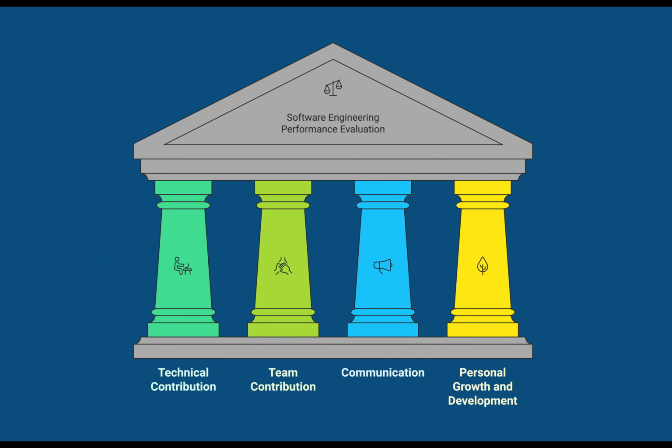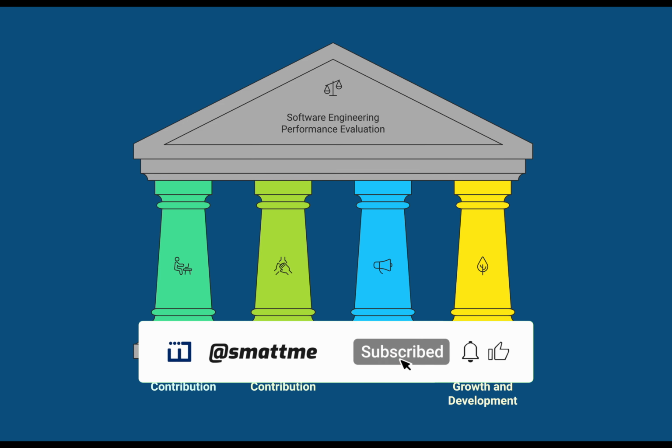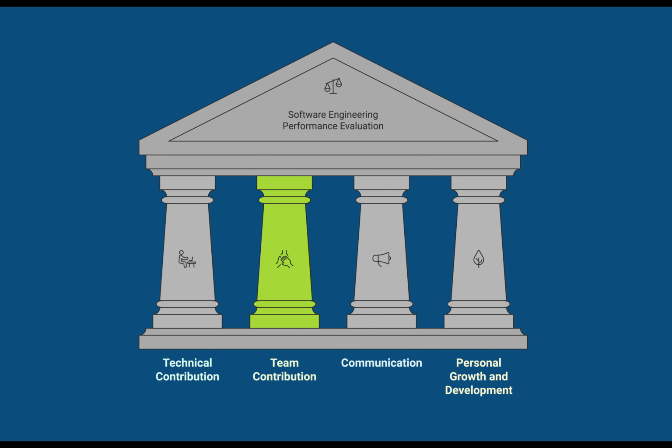One thing we also mentioned is that we are going to be looking at how to evaluate the performance of a software engineer based on 4 pillars: technical contribution, team contribution, communication, and personal growth and development. In the previous video, we spoke about technical contributions. I encourage you to go and watch that again. In this particular video, we are going to be talking about team contribution, so how to evaluate the performance of a software engineer based on their team contribution.